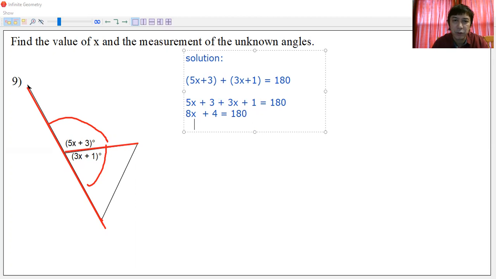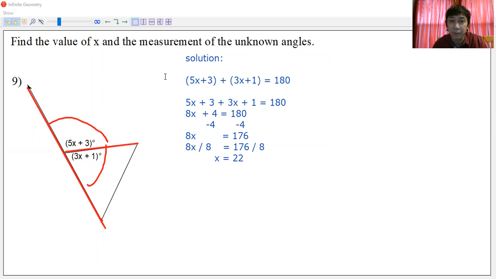To continue, we subtract the 4 from both sides. So subtract 4 here and subtract 4 on the right side. The next line will just be 8x, and the right side will now be 176. And then we're going to divide both sides by 8. 176 divided by 8 amounts to x equal to 22. That should be our x value.